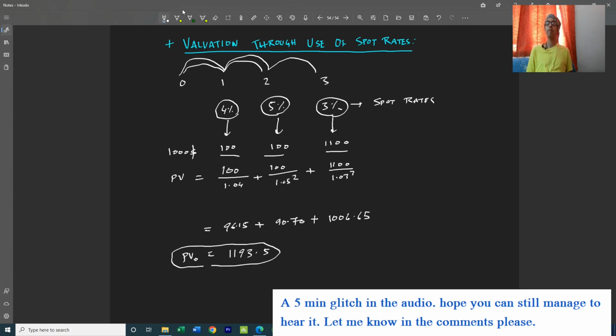So this is how we value a bond with respect to spot rates. It's very similar to what we did in the previous cases also. Only thing is, instead of a constant yield to maturity, we are taking the individual spot rates at the respective times.